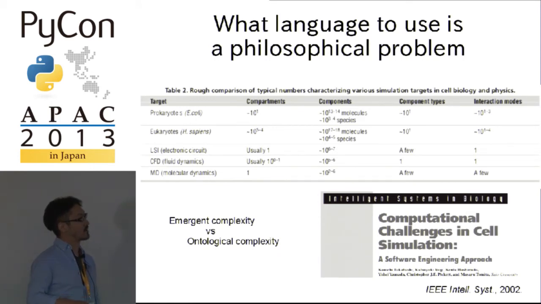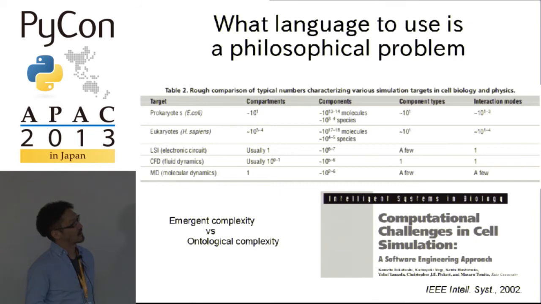So here we compare some numbers between cellular systems and artificial systems. Traditionally, the targets of simulation have sometimes been quite large scale, but the model itself was not so complicated. If you compare the number of compartments, in an electrical circuit this is usually one. Fluid dynamics, this is usually tens. Molecular dynamics is one. Then you can compare those numbers with the number of components, the number of molecules and species in the cell.